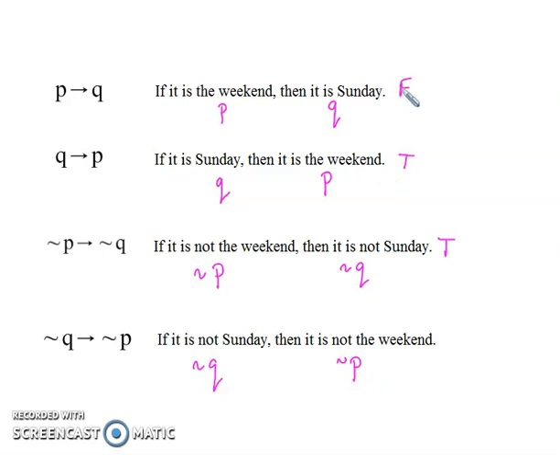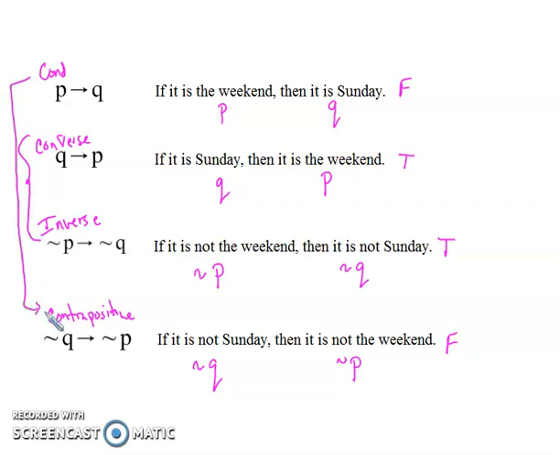So our original conditional was false. Our contrapositive will also be false. This will always align. The conditional and the contrapositive will have the same truth value. And the converse and the inverse will have the same truth value. They are connected, and the conditional and the contrapositive are connected in their truth value.